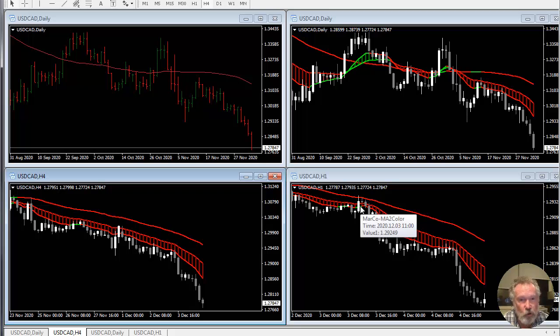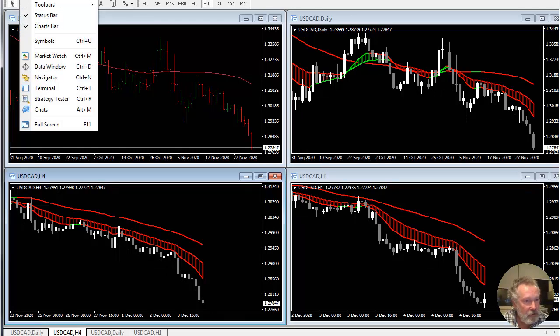So part of the system is we've identified, we're interested in the downtrend. We've looked for signals over here on the daily. We've looked for signals on the 4-hourly, and we've looked for signals on the 1-hour chart.